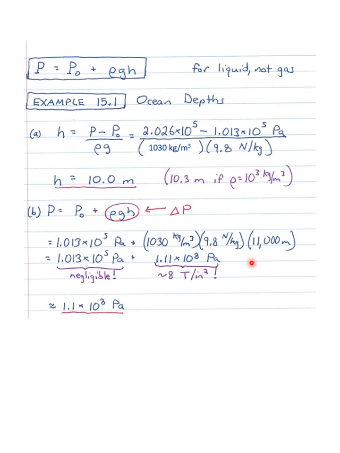So whereas air pressure is 14.7 pounds per square inch, this additional part is about 8 tons per square inch. So the portion that air pressure adds is negligible. And it comes out to about 1.1 times 10 to the 8th pascals.